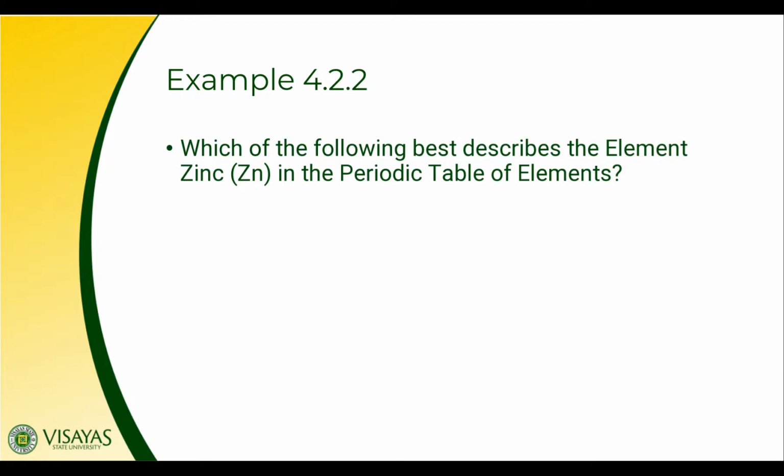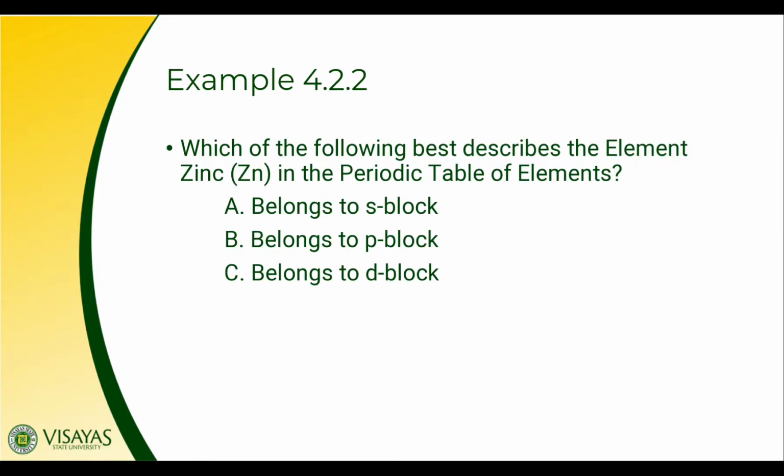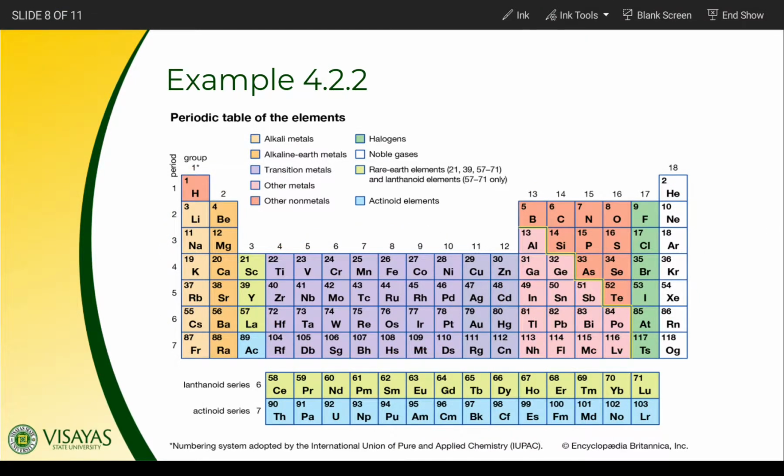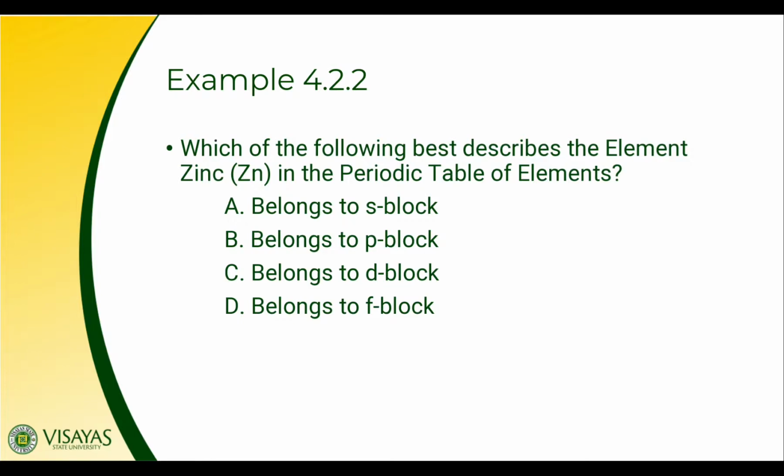Another example. Which of the following best describes the element zinc in the periodic table of elements? Does it belong to S block, P block, D block, or F block? So let's find zinc. Again, before we find zinc, this is our S block, this is our P block, this is our D block, and this one here is our F block. Now, where is zinc? Zinc is actually in the D block. Therefore, the answer is letter C, it belongs to D block.